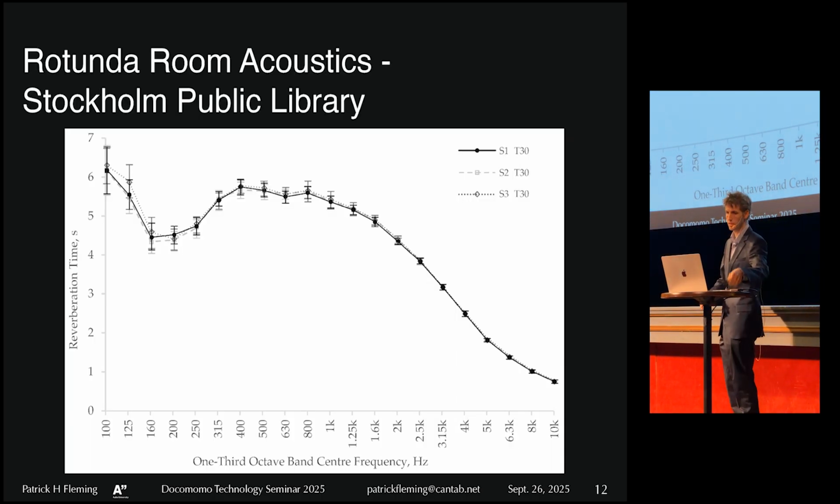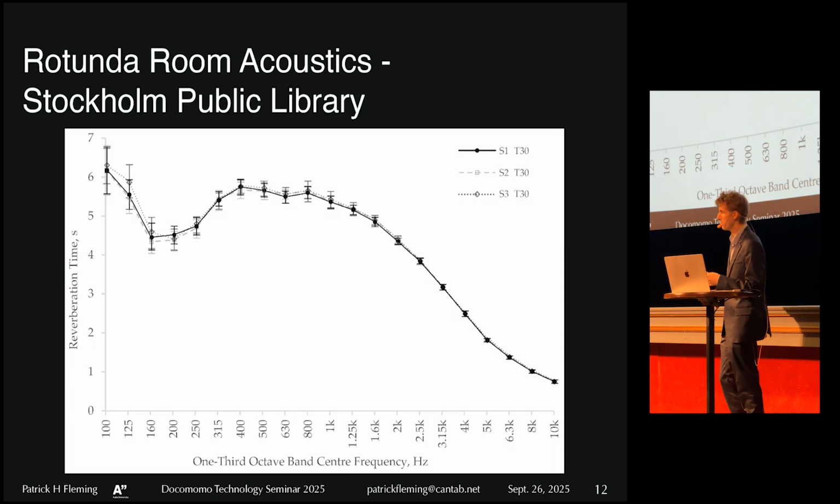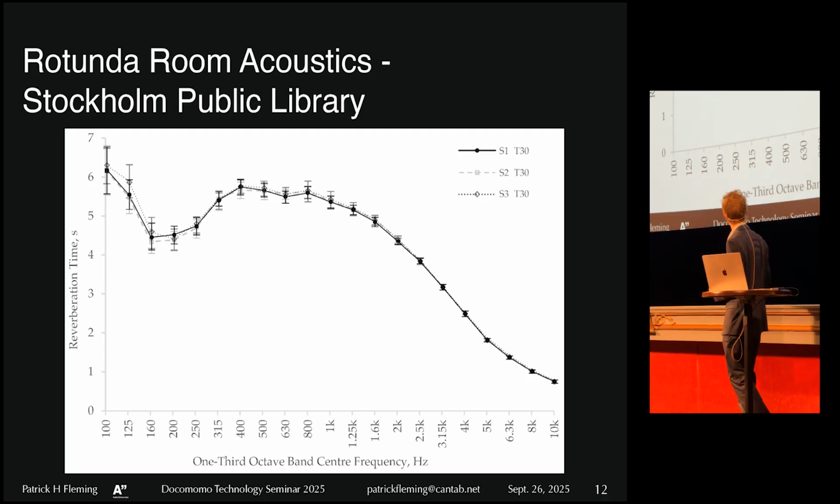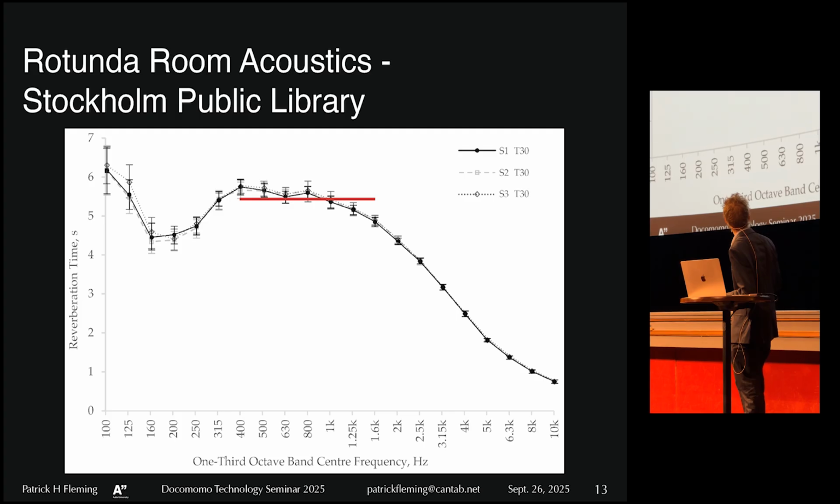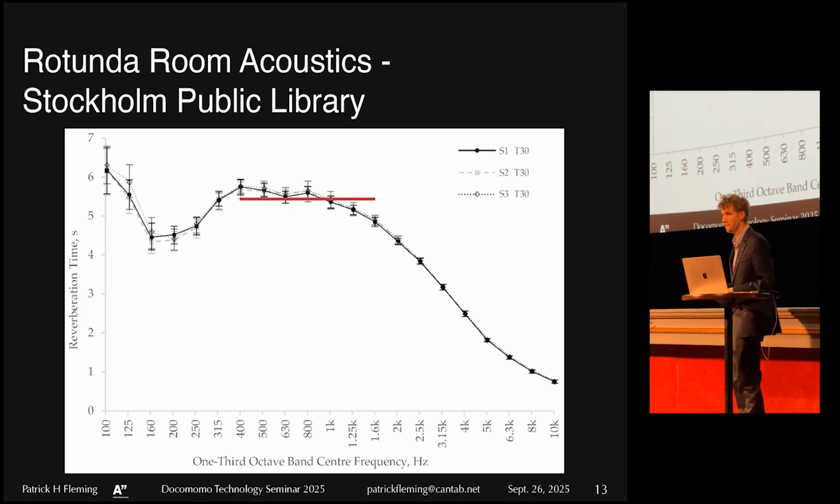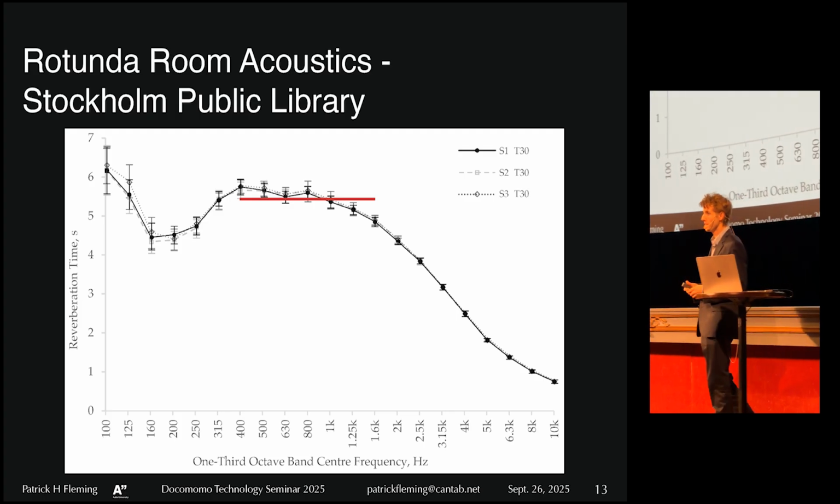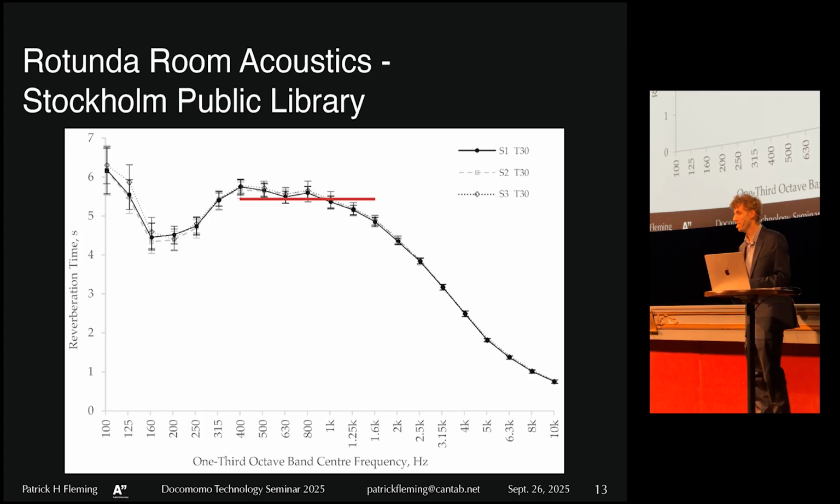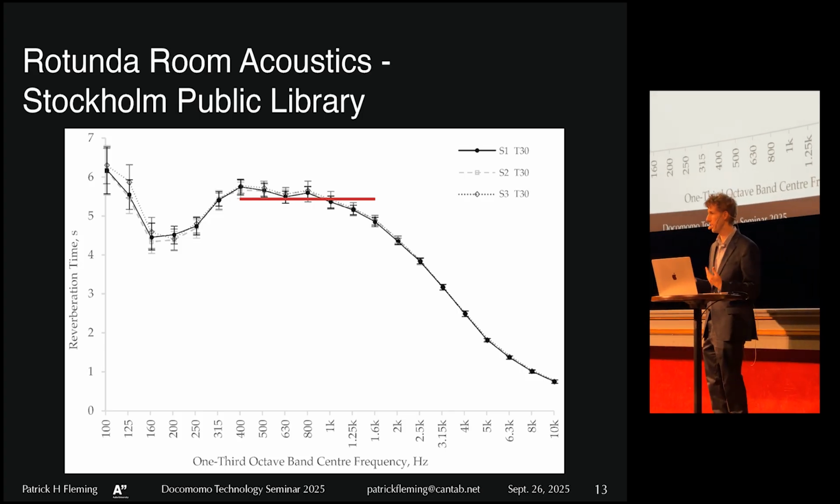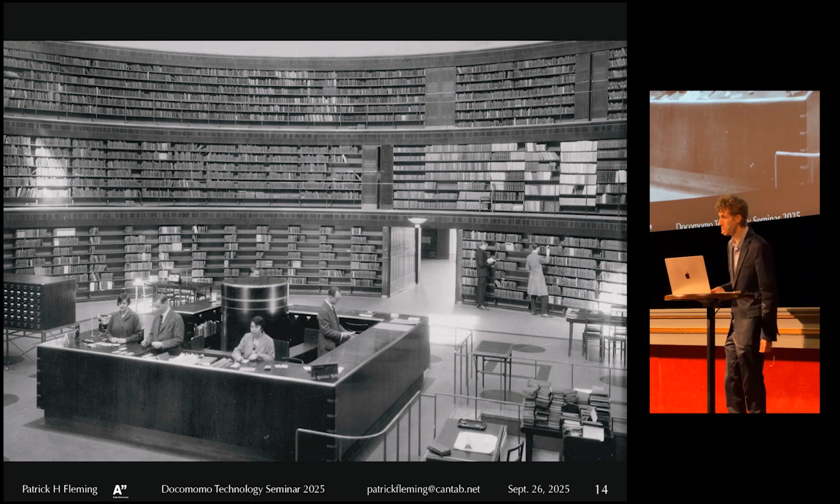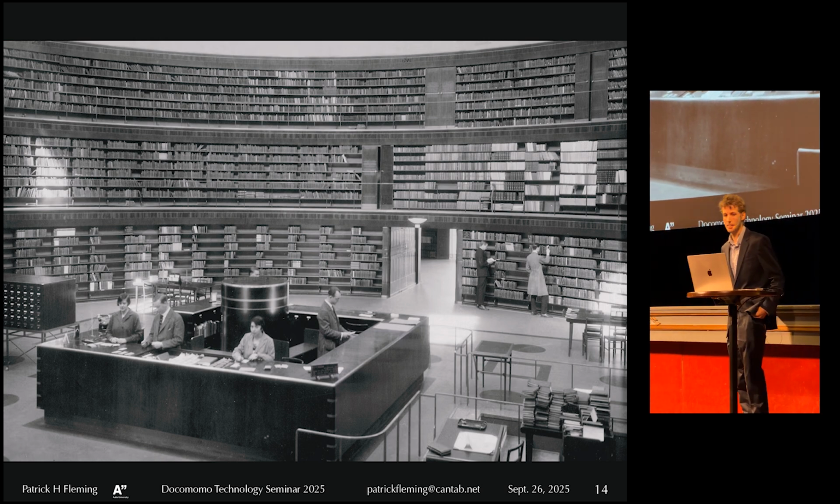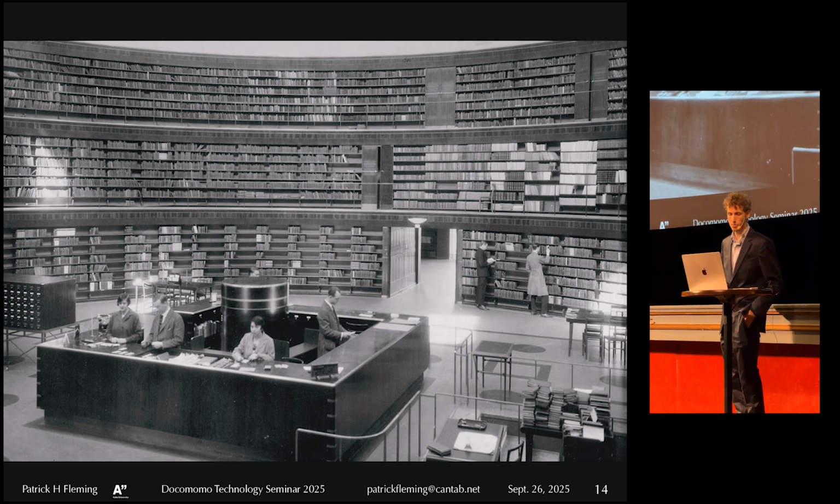Here are the test results. For the typical frequencies of human speech, the reverberation time is very high in the rotunda, around 5.5 seconds, almost 6 seconds. This is very high for a work environment, and this is almost cathedral-like. And the people trying to work, the librarians at the center of the rotunda, this is where the photo from 1928 when the library opened. This would have been extremely difficult.